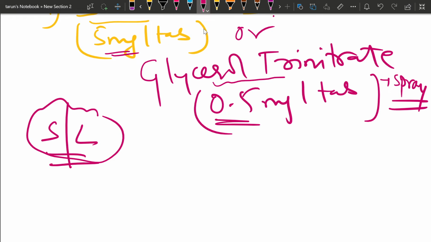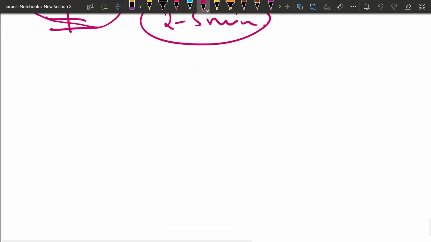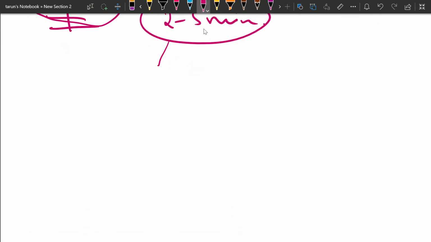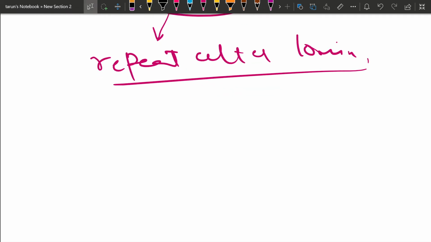You will place it sublingually, and usually the chest pain gets relieved in 2 to 5 minutes. If the pain is not relieved with glyceryl trinitrate or isosorbide dinitrate, you will repeat the dose after 10 minutes. You can repeat it for 2 to 3 tablets.